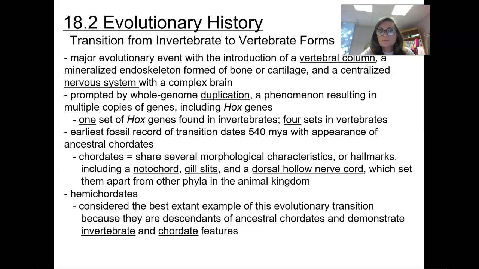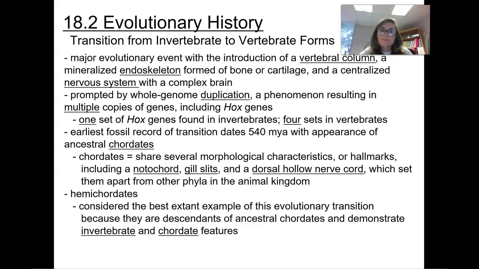Earliest fossils are going to be recorded of these transitions, and it's going to occur around 540 million years ago when this starts to appear. And this is going to be our ancestral chordates, or the first chordates that come about. Now, chordates are going to share several morphological characteristics. They're going to have different hallmarks, including things like a notochord. They have gill slits at some point in their life, and a dorsal hollow nerve cord, which is going to set them apart from other phyla in the animal kingdom.